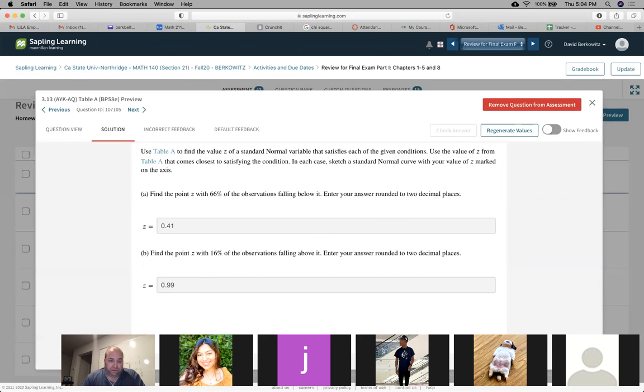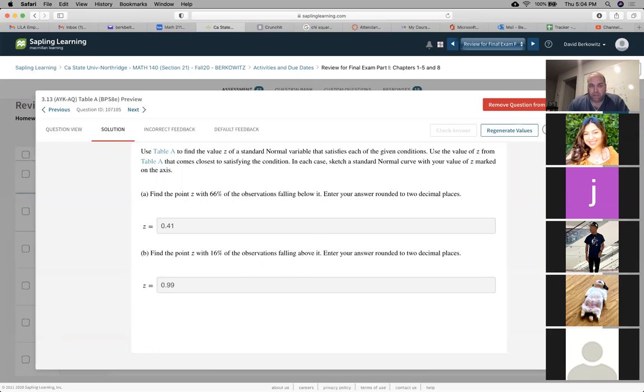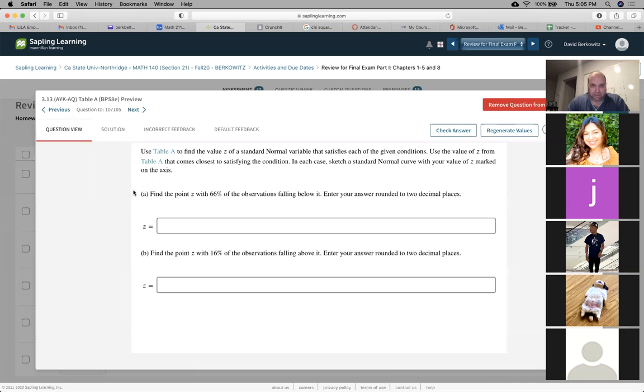The question reads as follows. Use table A to find the value Z of a standard normal variable that satisfies each of the given conditions. Use the value of Z from table A that comes closest to satisfying the condition. In each case, sketch a standard normal curve with your value of Z marked on the axis. Find the point Z with 66% of the observations falling below it.